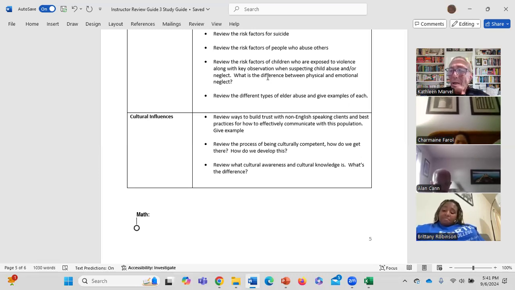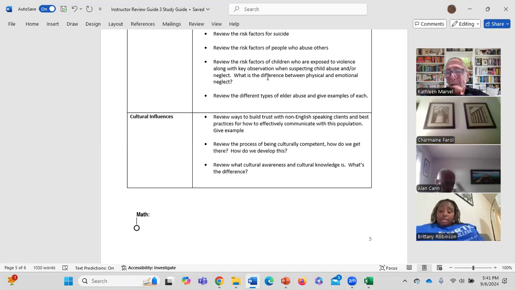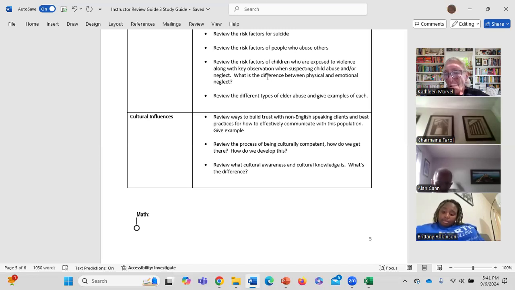Do you harbor any prejudices, any biases, any judgments against any particular cultures or populations? And if you do, that has to be sorted out before you're going to be able to provide culturally competent care to a particular culture.